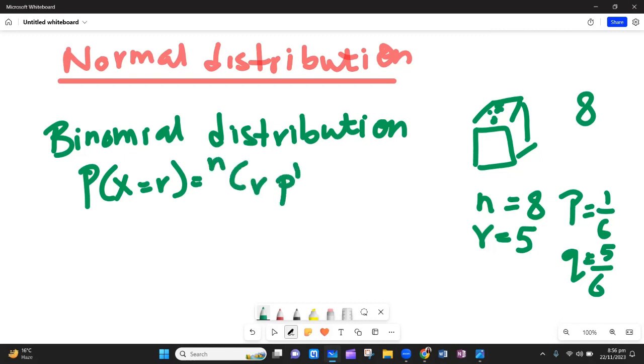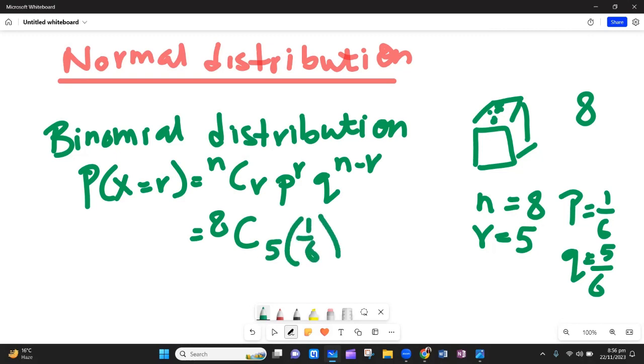nCr p^r q^(n minus r). Okay, so n used to be 8. n is 8, R is 5, P is 1/6 power 5, and then 5/6 power 3.